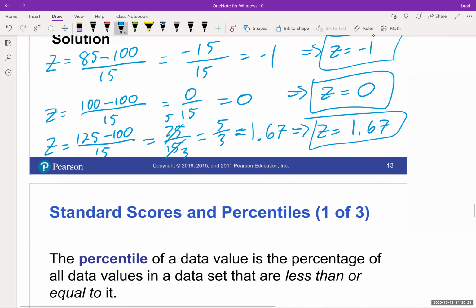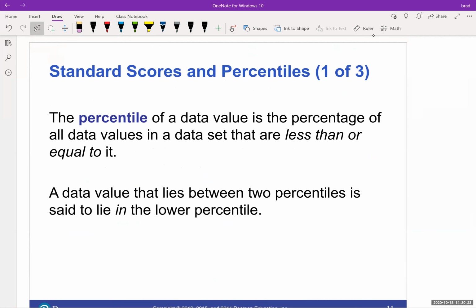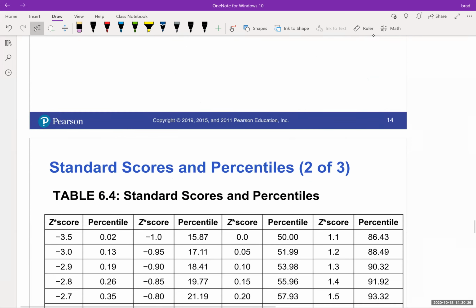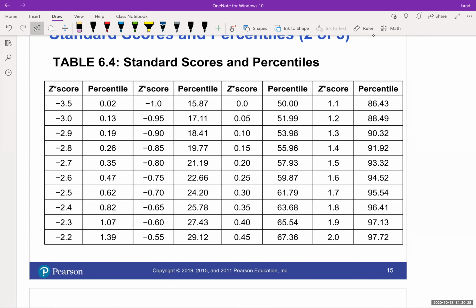Now, it says the percentile of a data value is the percentage of all data values in the data set that are less than or equal to it. A data value that lies between 2 percentiles is said to lie in the lower percentile. So that's just some clarification. Here are the tables we're going to use to find percentiles of z-scores.